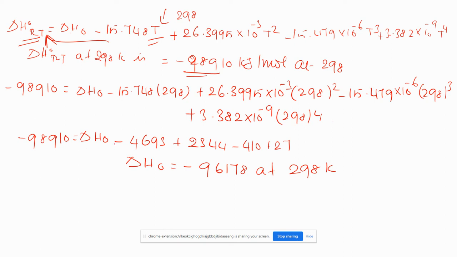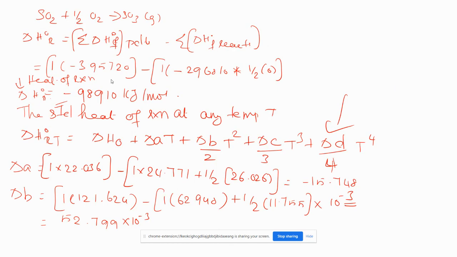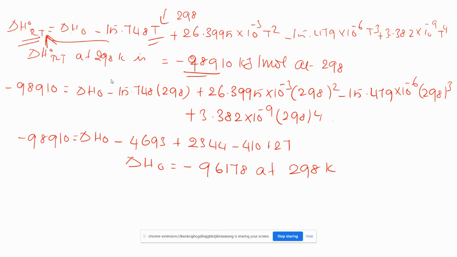What is the given problem? They have given T equal to 773 Kelvin, and they have asked us to find the standard heat of reaction at that T equal to 773 Kelvin. So now at 298 Kelvin, del H0 is minus 96178.